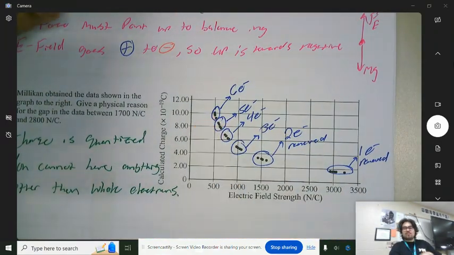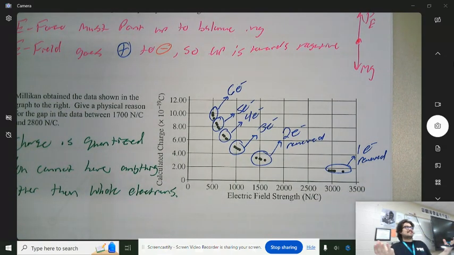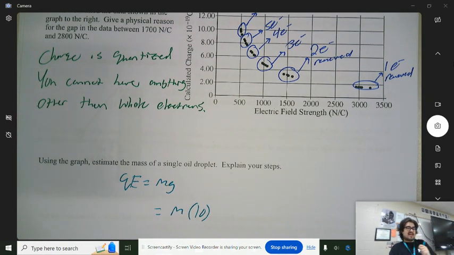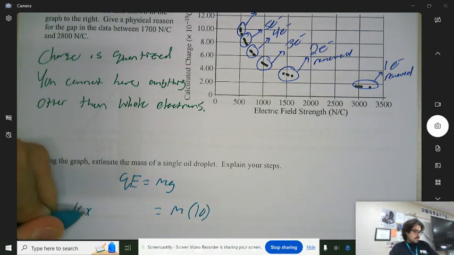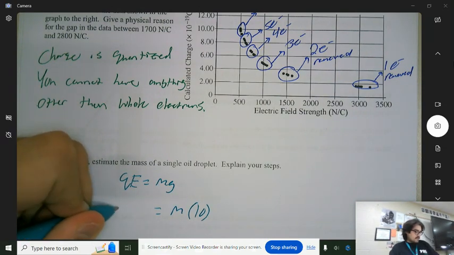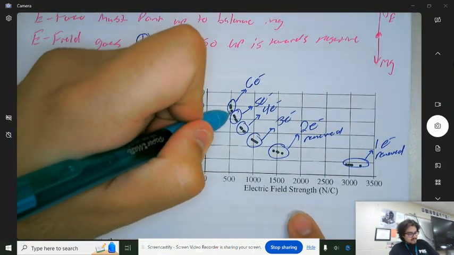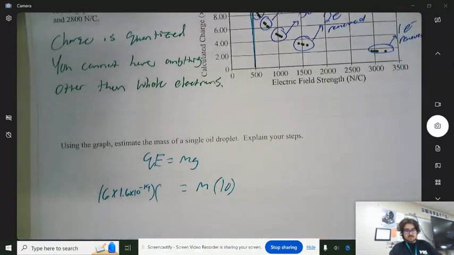If it's a neutral object and we take 6 electrons away, how many protons are in excess? 6. Because if you initially have 12 electrons and 12 protons, and you take 6 electrons away, you have 6 electrons and 12 protons, so 6 are in excess. So it's actually going to be 6 times the elementary charge, 6 times 1.6 times 10 to the negative 19. And the E field that corresponds with taking 6 electrons away is 500.